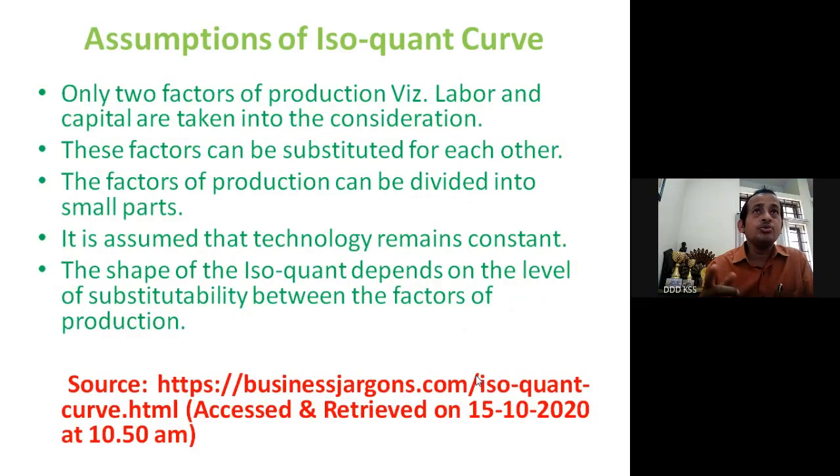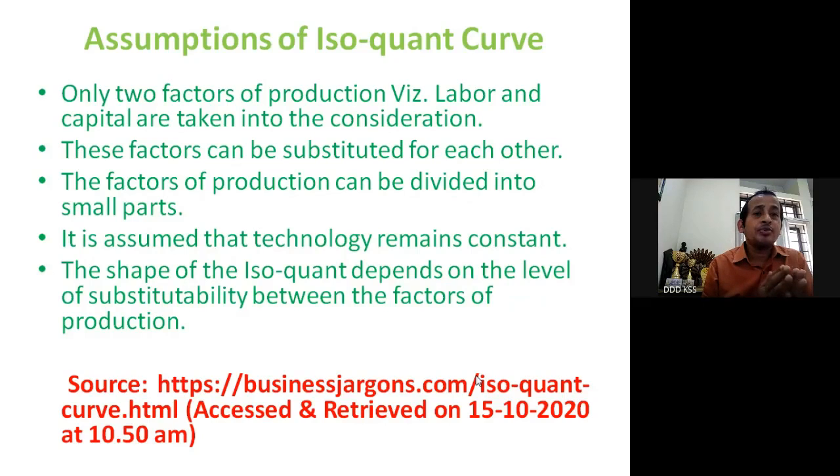Next we'll move to the assumptions of Isoquant curve. We need to assume that only two factors of production, that is labor and capital, are taken into consideration. These factors can be substituted for each other. That means labor can be substituted for capital, and capital also can be substituted for labor.